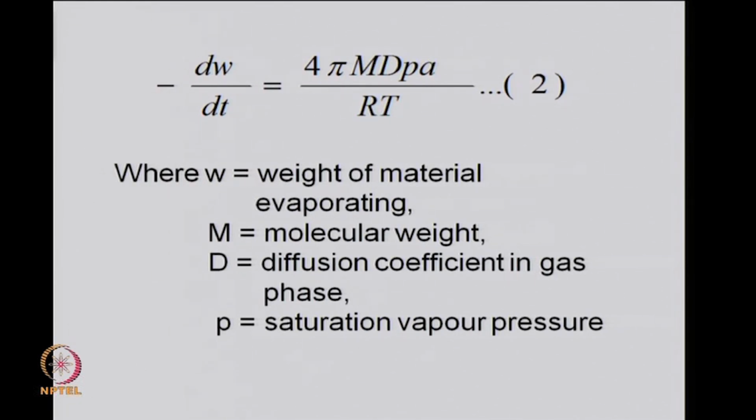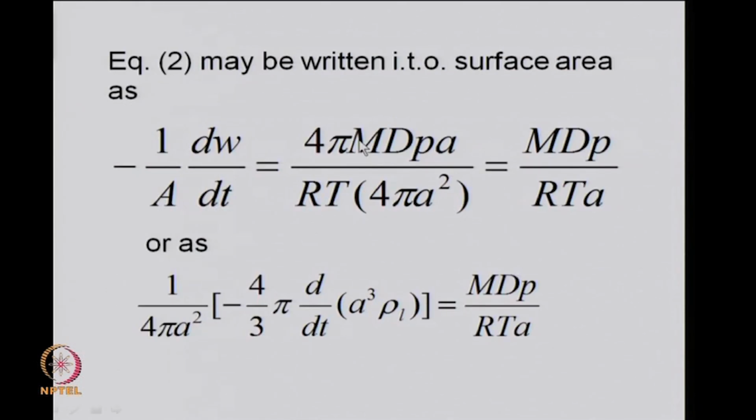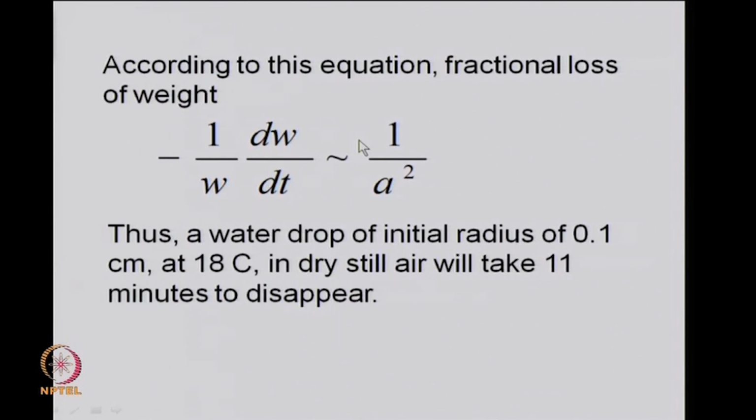Weight will contain volume and density, volume will be proportional to A cube. So, when you divide by W, the right hand side would scale as A by A cube, or 1 by A square, right. So, minus dW by dt by W, the fractional loss of weight, will go as 1 by A square. If we take a water drop of initial radius of 1 millimeter at 18 degrees centigrade in still dry air, it would take about 11 minutes to disappear.